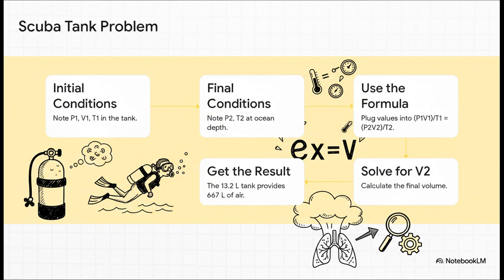So first, we look at the initial conditions in the tank. It's a 13.2-liter tank, but it's at an incredibly high pressure. Then we look at the final conditions, the much lower pressure at the diver's depth and their body temperature. You plug those numbers into the formula, solve for that final volume, and the result is just mind-blowing. That small tank provides 667 liters of air for the diver to breathe. That right there is the power of this equation.